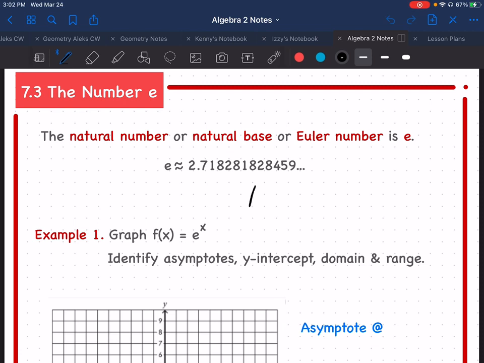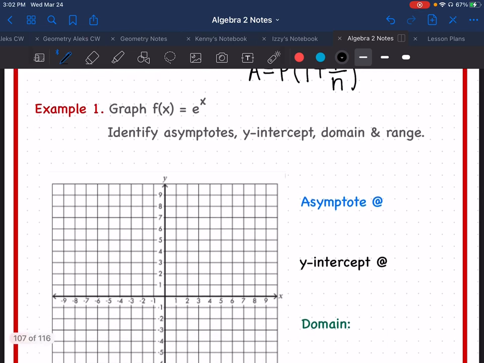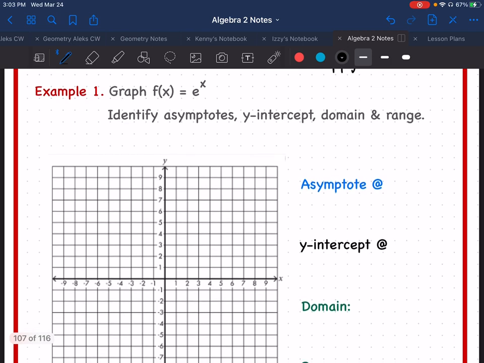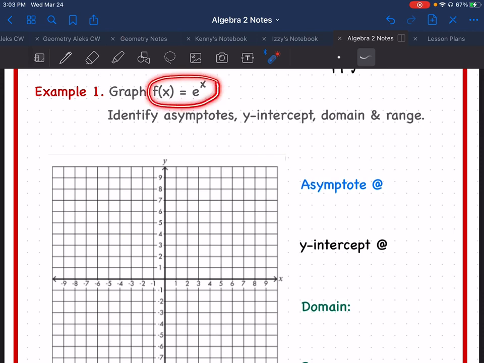If you remember from a previous lesson, the compound interest formula was this. So let me go ahead and write that down. All right, let's go ahead and take a look at the natural base's graph. We're going to graph f of x equals e to the x power.